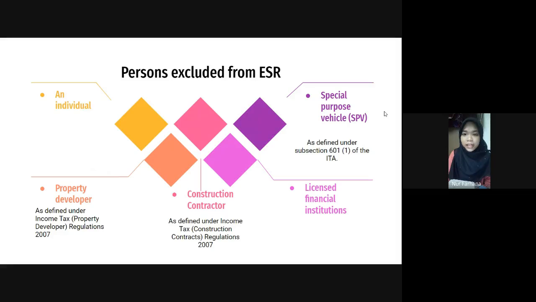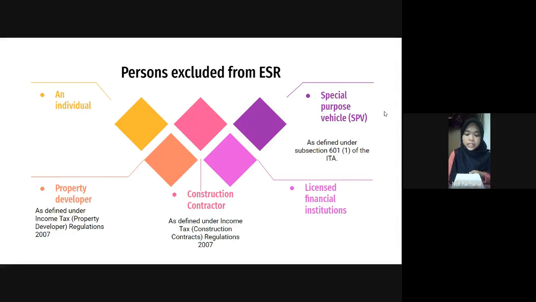Next, the persons that can be excluded from this restriction. First, an individual. Second, a property developer as defined under the Income Tax Property Developer Regulations 2007. Third, a construction contractor as defined under the Income Tax Construction Contract Regulations 2007. Next, a licensed financial institution, and we will look at the list after this. And last but not least, a special purpose vehicle (SPV), also known as a special purpose entity (SPE), as defined under subsection 60I clause 1 of the Income Tax Act. It means that only an SPV established solely for the issuance of sukuk will be excluded from the ESR.